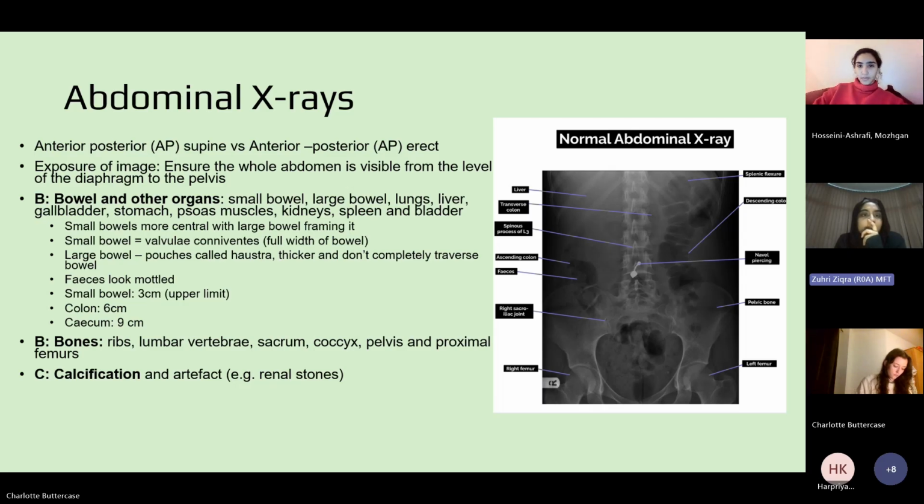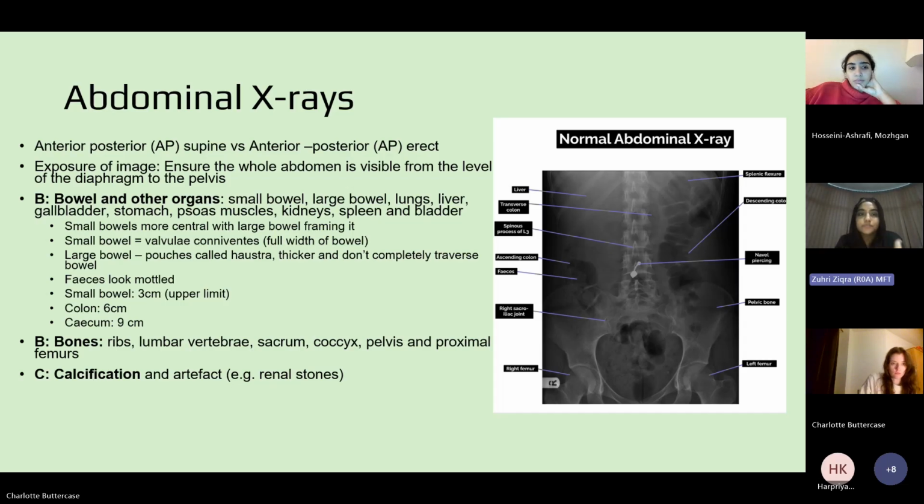So in terms of abdominal x-rays, I think the main thing is figure out what you're looking at. Is it AP supine, AP erect? Is it a good exposure? The way I look at it is look at the bowels first. The main thing usually for GI is the bowels. Then if you've got time and it's a good exposure, look at the bones, look for any artifacts, stones, calcifications.